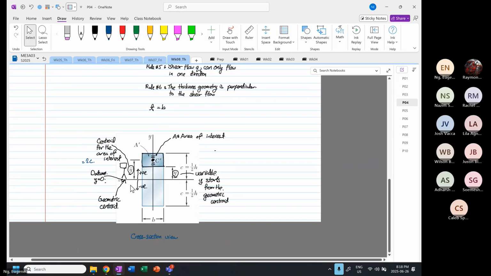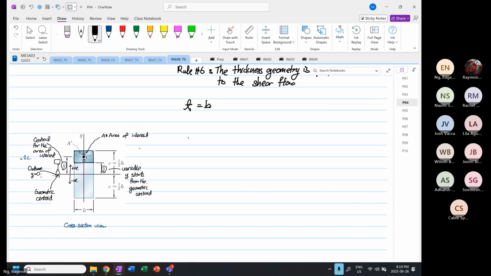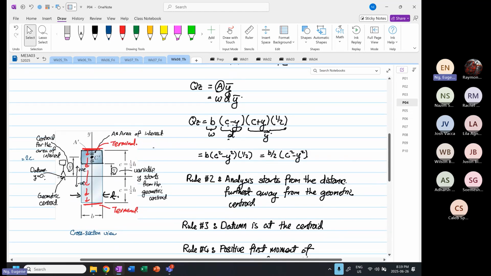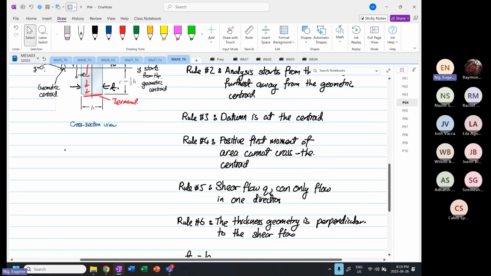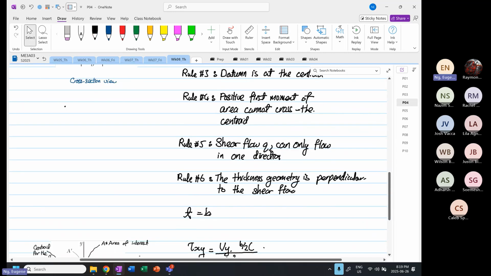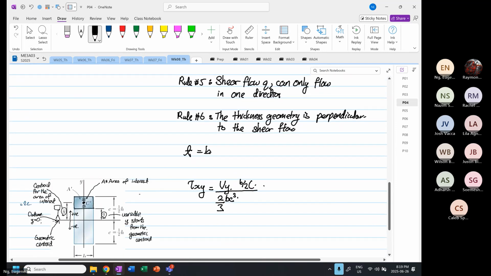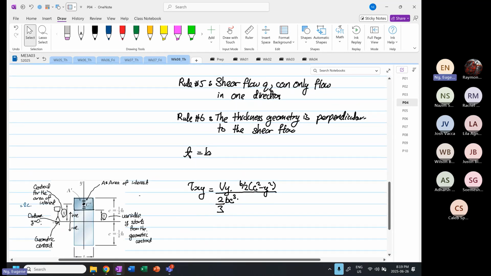Let me paste the diagram. So we have shear xy is equal to Vy divided by 2/3. Right? Our second moment of area is 2/3 bc squared, or bc cubed, sorry. Then our first moment of area is b/2 multiplied by c squared minus y squared. And then over here, we have our thickness. Our thickness is equal to what? We just derived our thickness is equal to b.